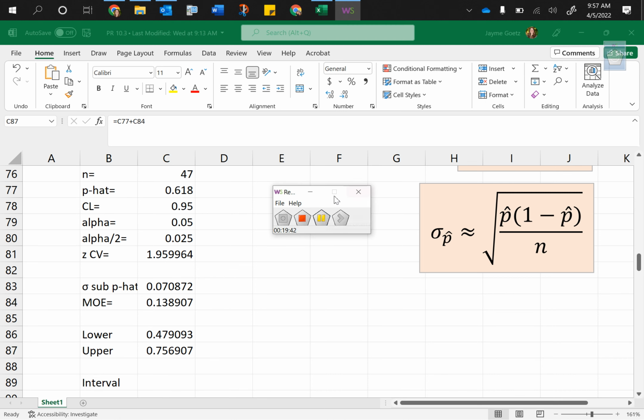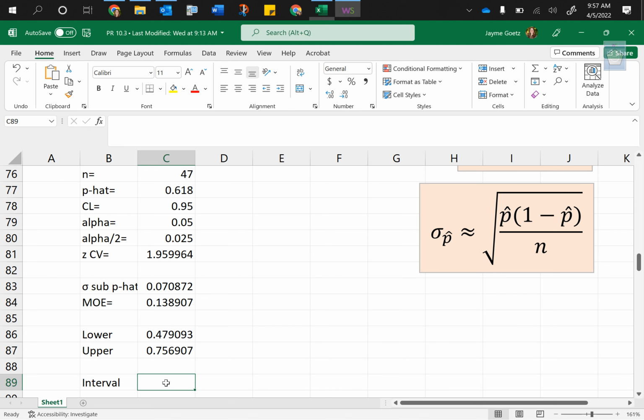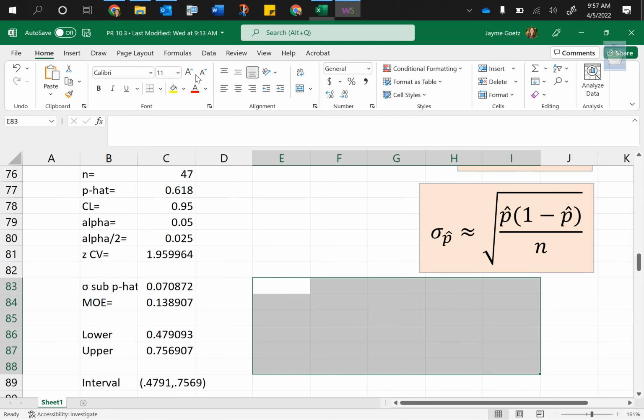So our interval is going to be from 0.4791 to 0.7569. That's going to be our interval. And again, we want to write that interpretive sentence. That sentence is going to help us understand what these numbers mean, okay?